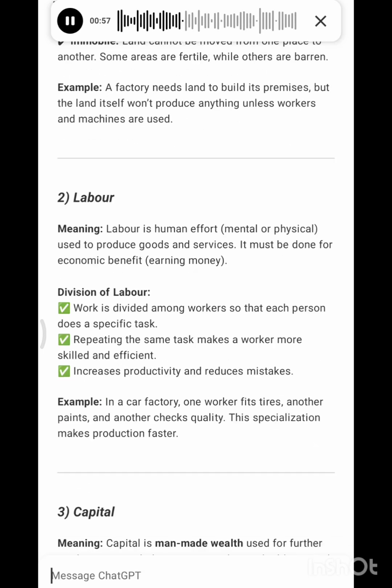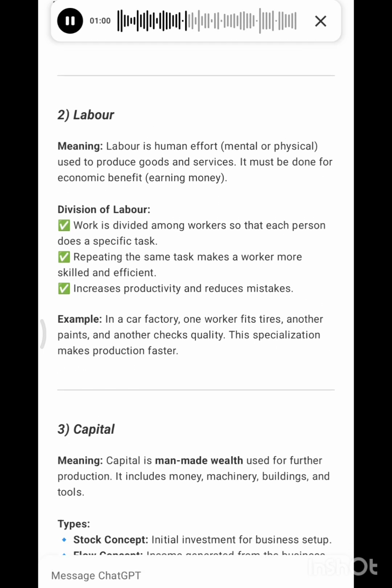2. Labor. Meaning, labor is human effort, mental or physical, used to produce goods and services. It must be done for economic benefit, earning money. Division of labor. Work is divided among workers so that each person does a specific task. Repeating the same task makes a worker more skilled and efficient, increases productivity, and reduces mistakes. Example: in a car factory, one worker fits tires, another paints, and another checks quality. This specialization makes production faster.